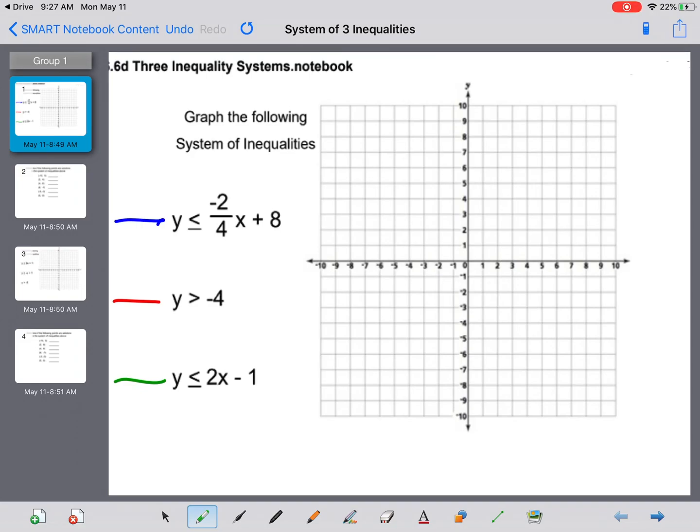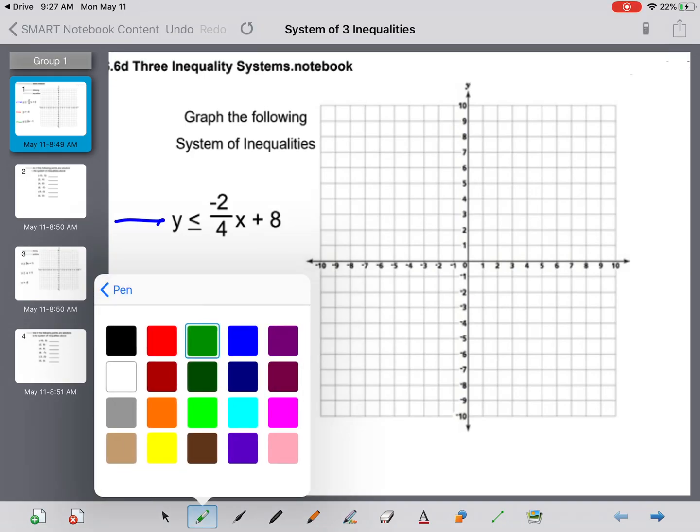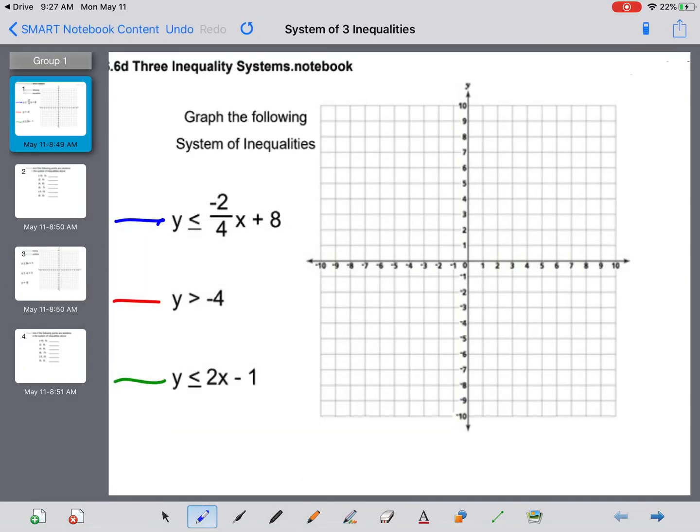All right, everybody, this is the final section of Chapter 6. This is graphing a system of 3 inequalities. Now, we've learned how to graph 1 inequality at a time. We've learned how to graph 2 inequalities on the same graph at a time. Now we're going to learn 3 inequalities. As you can see on the left-hand side here, I've given each of the 3 inequalities a different color, blue, red, and green. And we are going to plot those on the graph as we normally would in any of the previous lessons in this chapter.